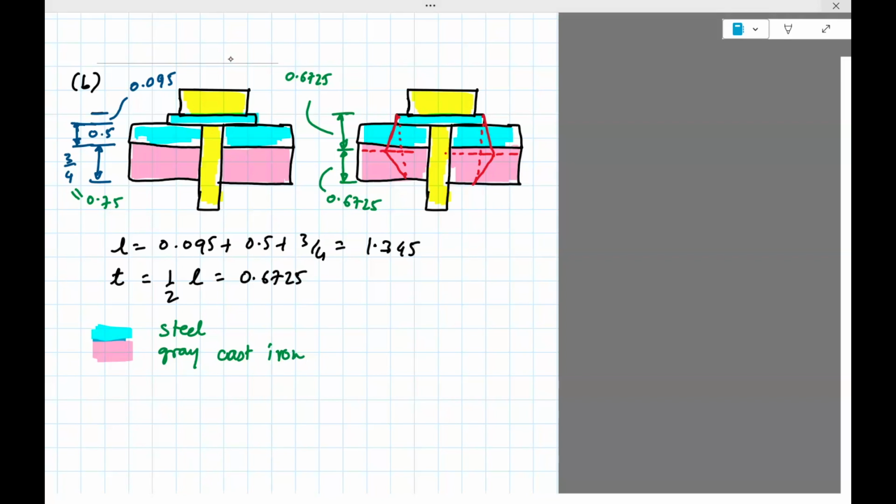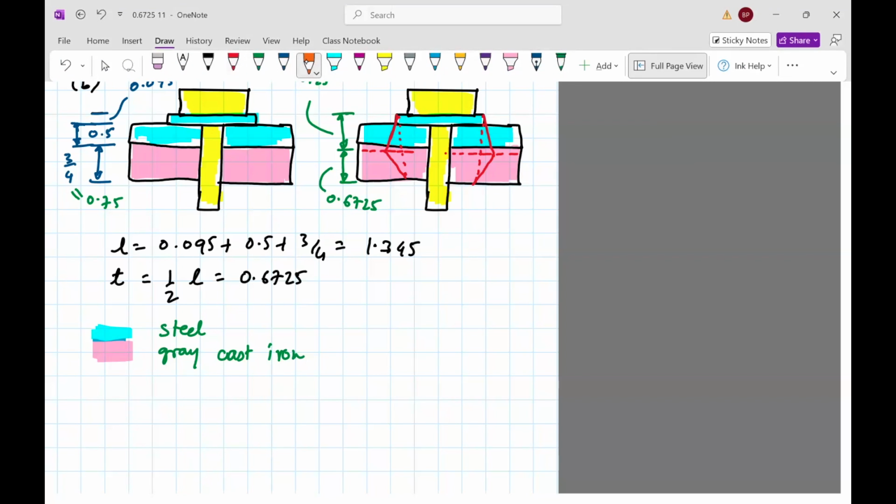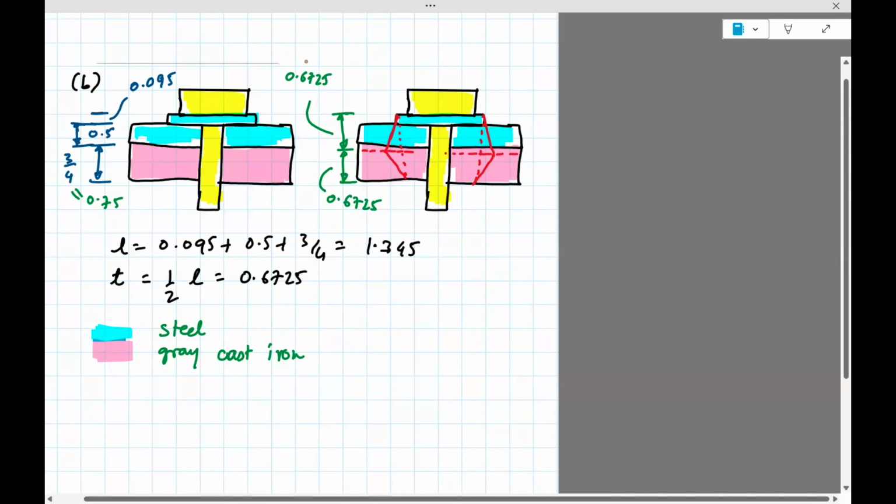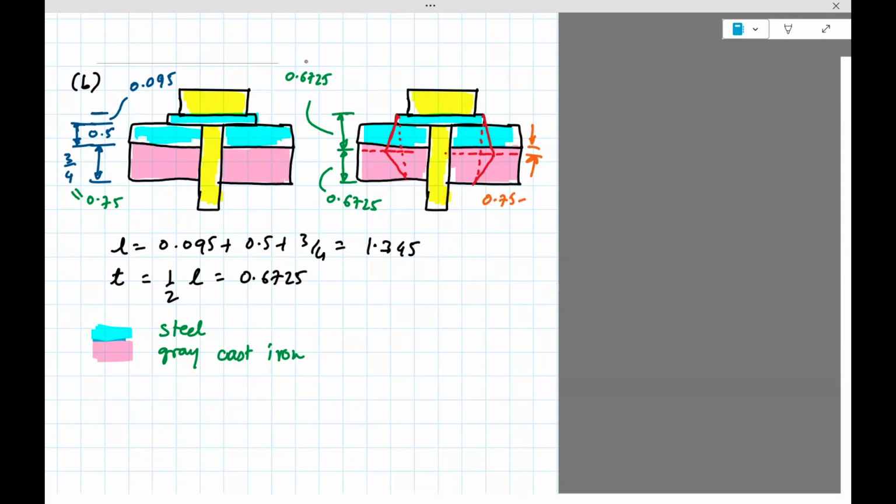Okay, we can actually compute what this additional distance is. So this distance is basically 0.75 minus 0.6725, because you can see it's 0.75 for the height minus 0.6725, the thickness T. It comes out to be 0.0775.